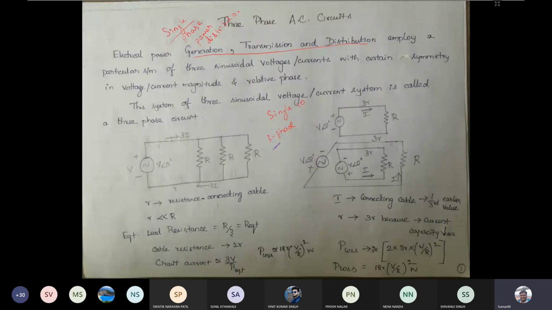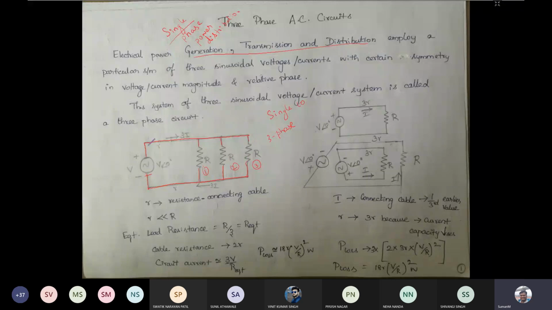Now we consider that there are three loads. This is load 1, this is load 2, and this is load 3. All are having equal resistance. Then we have a generating source, here it is a single phase. We are connecting this generating source to the loads like this. With this negative polarity or neutral terminal, we will be getting this terminal.